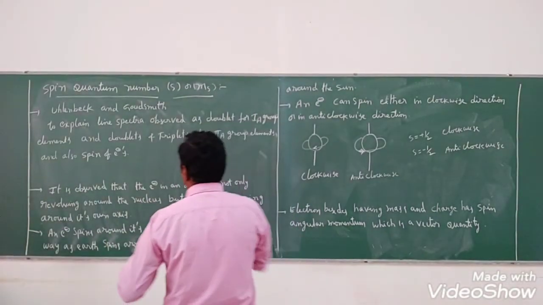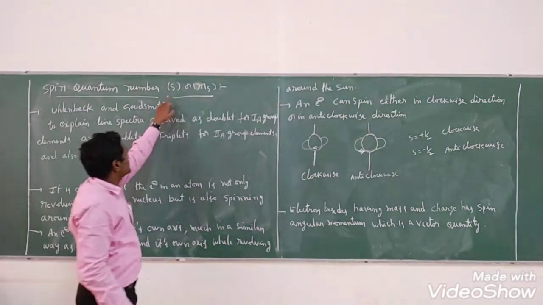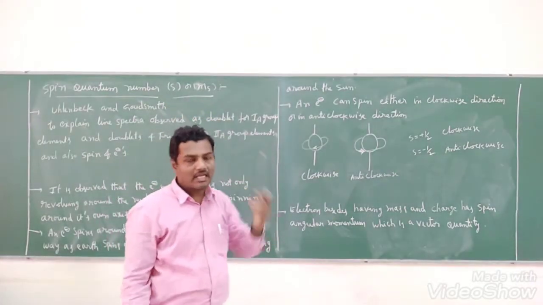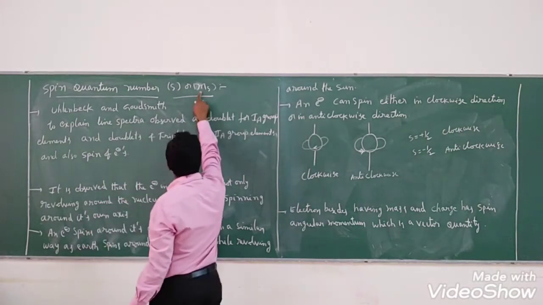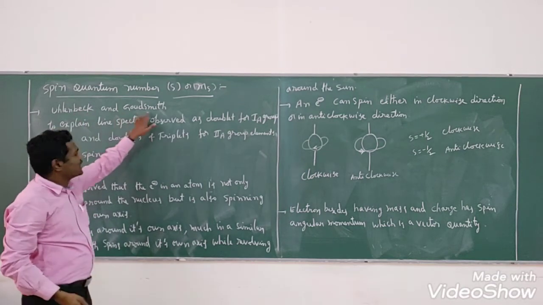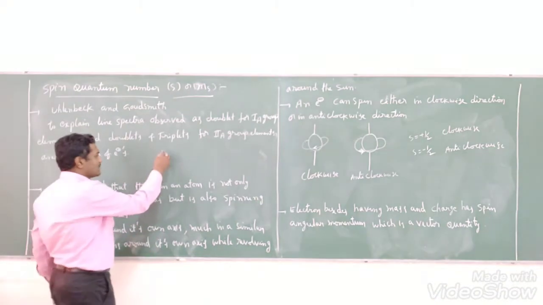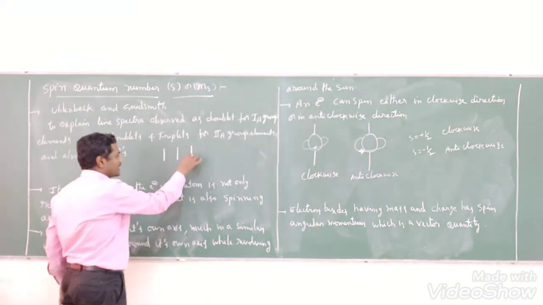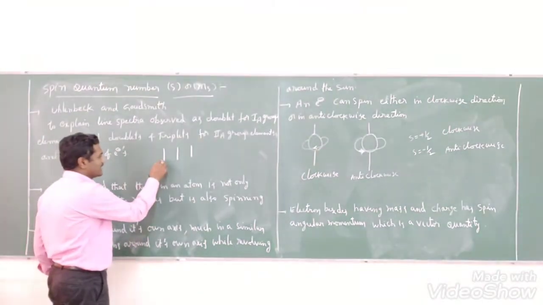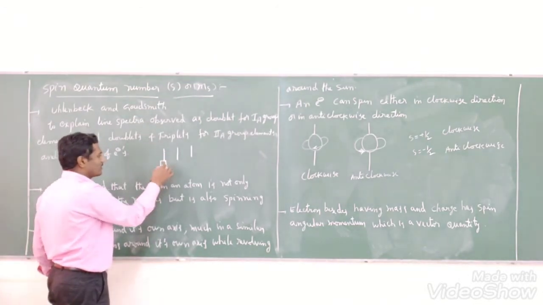Let us see, students, the last type of quantum number, that is the spin quantum number, which is represented by S. In some of the textbooks they may give it as MS also. Don't confuse that. This spin quantum number was introduced by Uhlenbeck and Goudsmit to explain the line spectra observed. Line spectra means well-defined lines. In the case of alkali metals, that is first group elements, he observed that the line spectra splits into a group of fine lines.